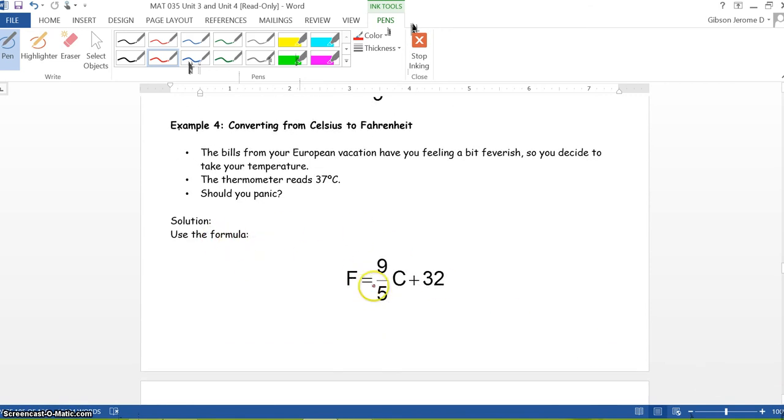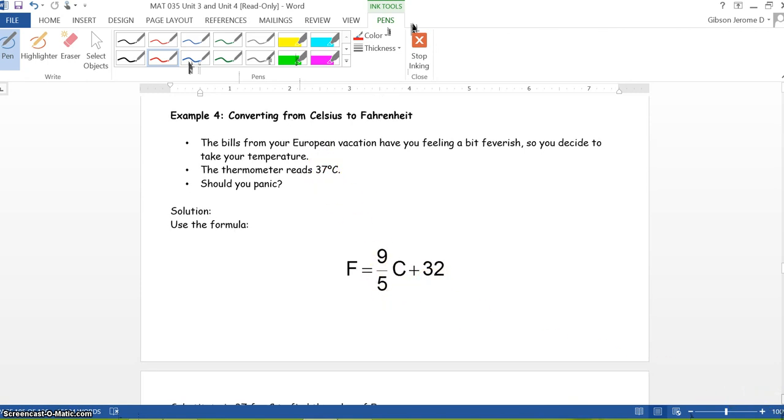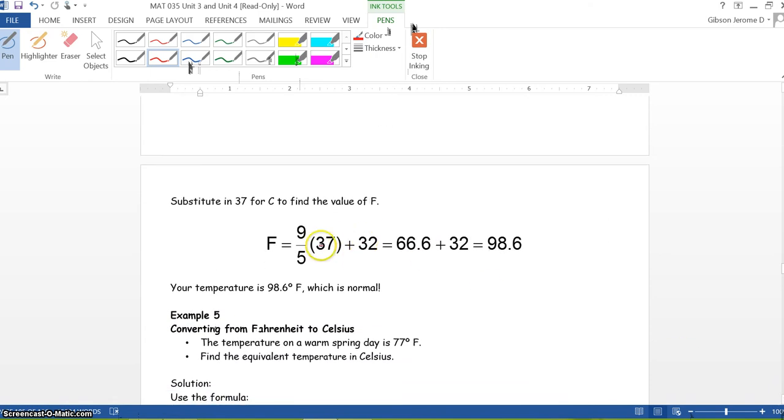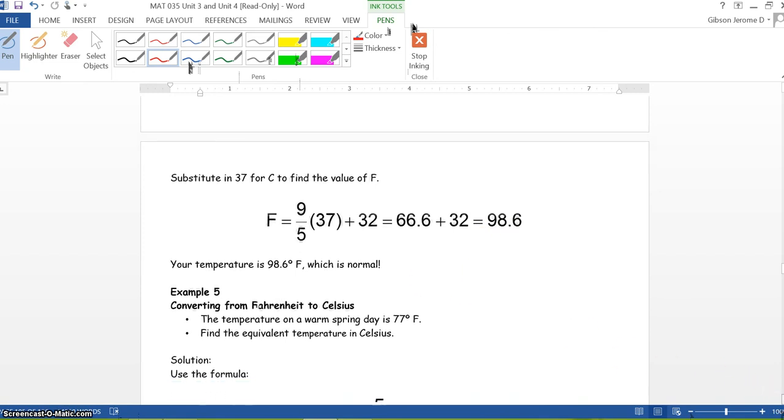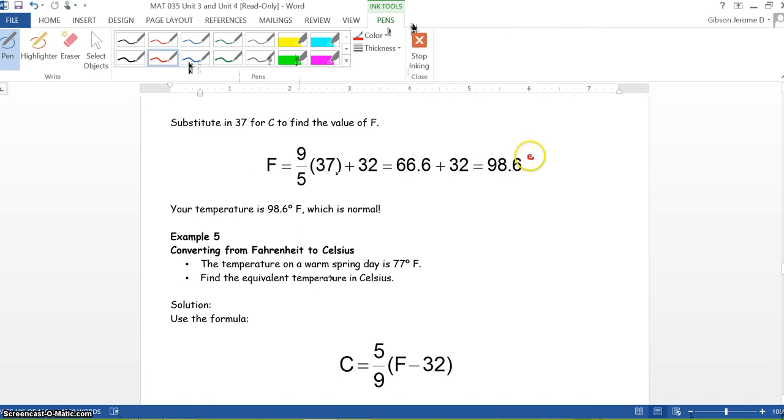So we will use the formula F is equal to 9/5 times the Celsius plus 32. So we will substitute in 37 for the Celsius, which we did here. Now we will multiply this out, and we will have approximately 66.6 plus 32, and that will give us 98.6 degrees Fahrenheit. Your temperature is 98.6 degrees Fahrenheit, which is normal, so you shouldn't panic.